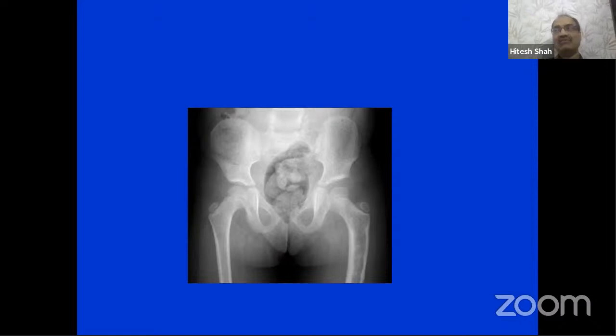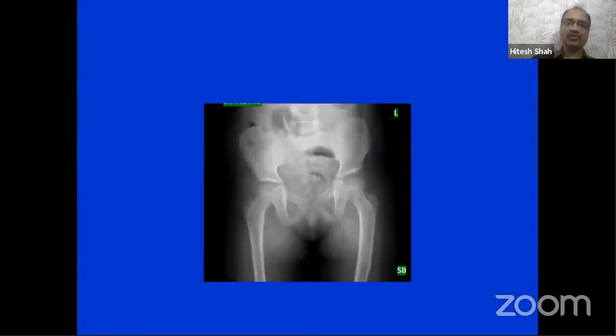Whenever there is a coxa valga, you can do a varus osteotomy. If there is excessive anteversion, we can do a derotation osteotomy. If it is a combination of coxa valga with anteversion, we can combine the varus with the derotation, that is a varus derotation osteotomy.